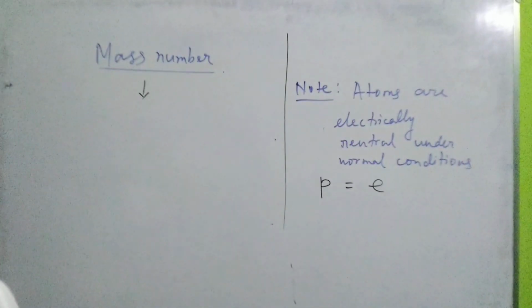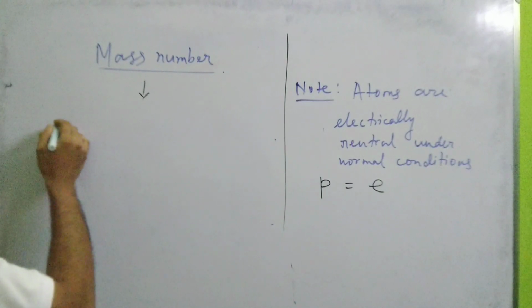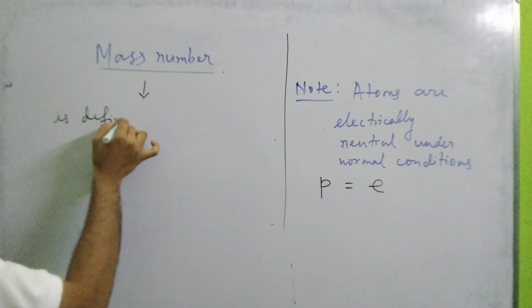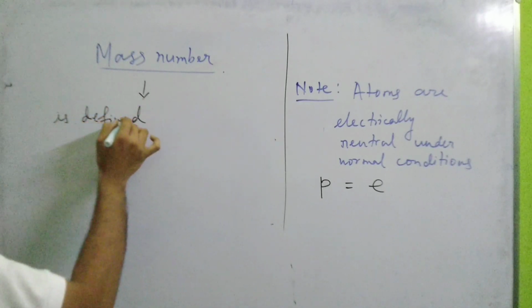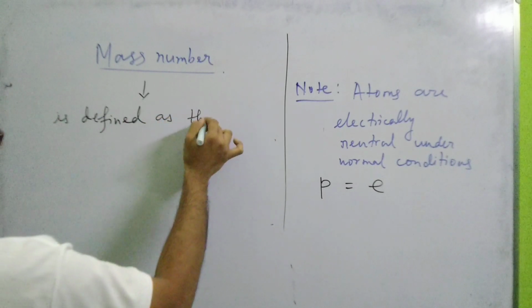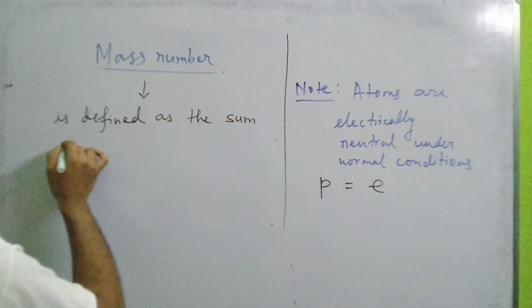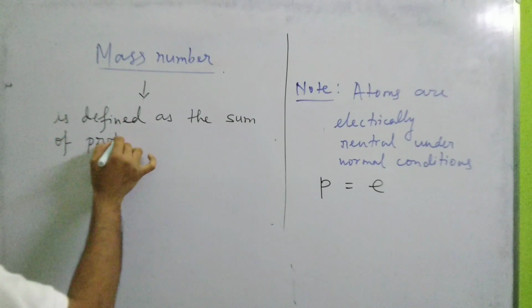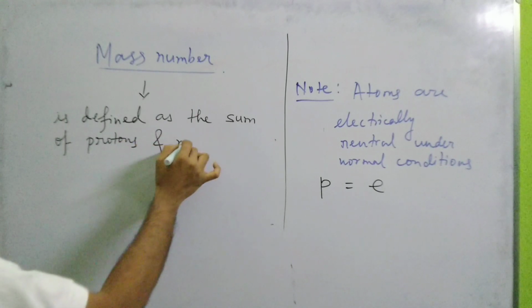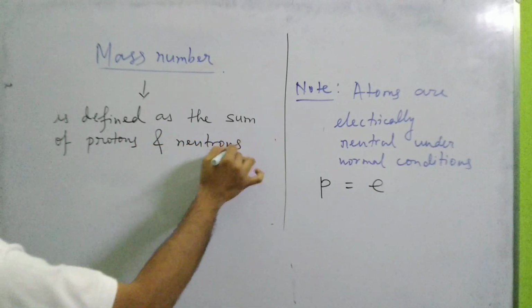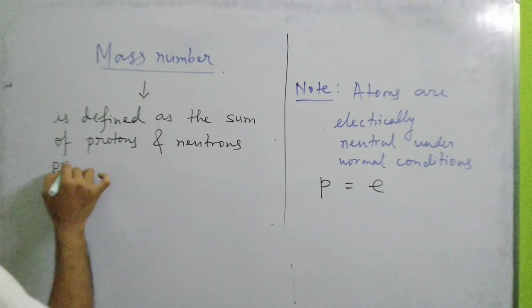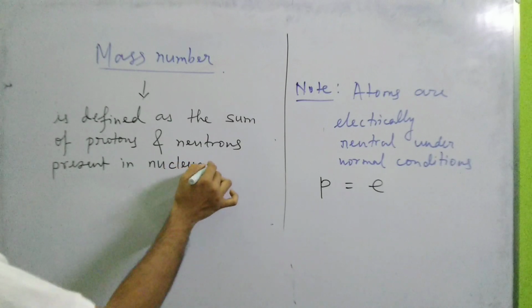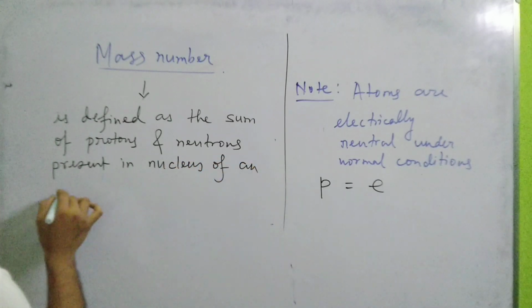So you can say that mass number is defined as the sum of protons and neutrons present in the nucleus of an atom.